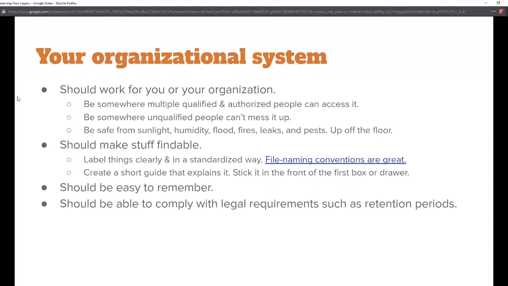So again, physical things, keep them somewhere that authorized people and multiple people can access it. Because you don't want to be the single point of failure as an individual or working for a group. You also want to keep it safe from where unqualified people can't mess it up. That's really important. So physically, we're talking about locks on your drawers and your filing cabinets. Digitally, we're talking about passwords. Just make sure that multiple people have access that you trust and nobody that you don't trust has access. And again, sunlight, humidity, floods, fires, leaks, and pests. Always, always be aware of that. And we'll talk about the digital equivalent of that later as well.